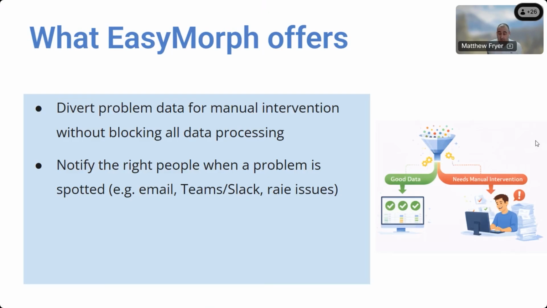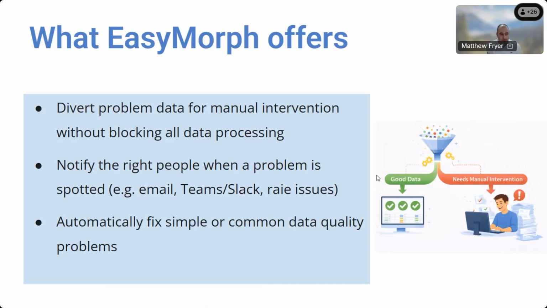We'll need to notify people when those things go wrong, so that they don't get discovered when somebody bothers to go and check, or when the data ends up in a dashboard and somebody realizes it's incorrect. We need to alert people as soon as possible. And of course, we can do that in EasyMorph, and we'll look at some of the ways we can do that in a second. And ideally, if it's a simple data quality problem, we shouldn't have to divert that to a person. We should just be able to fix it.